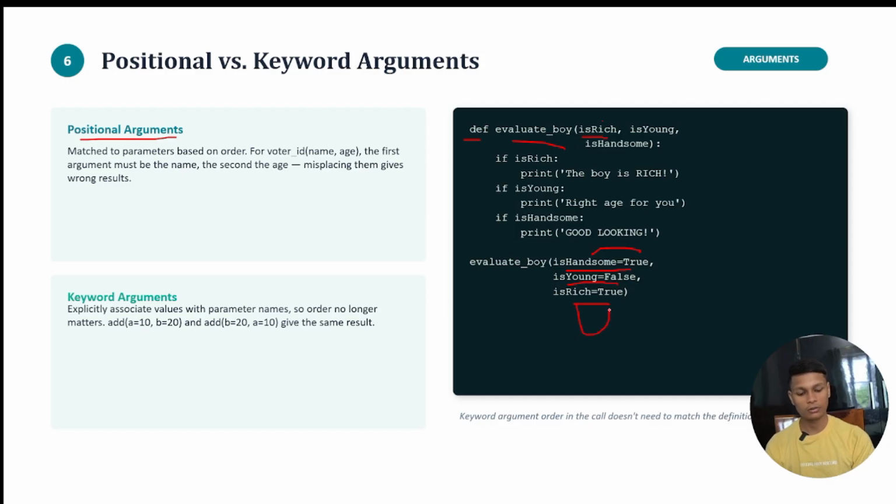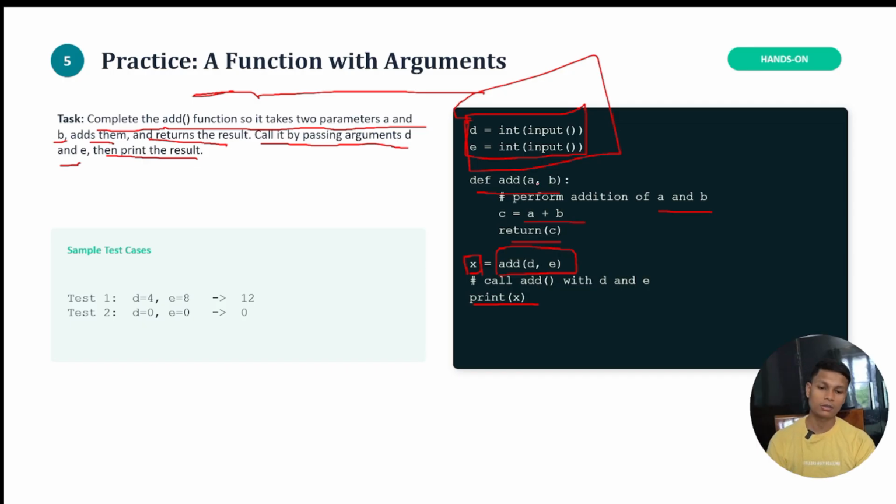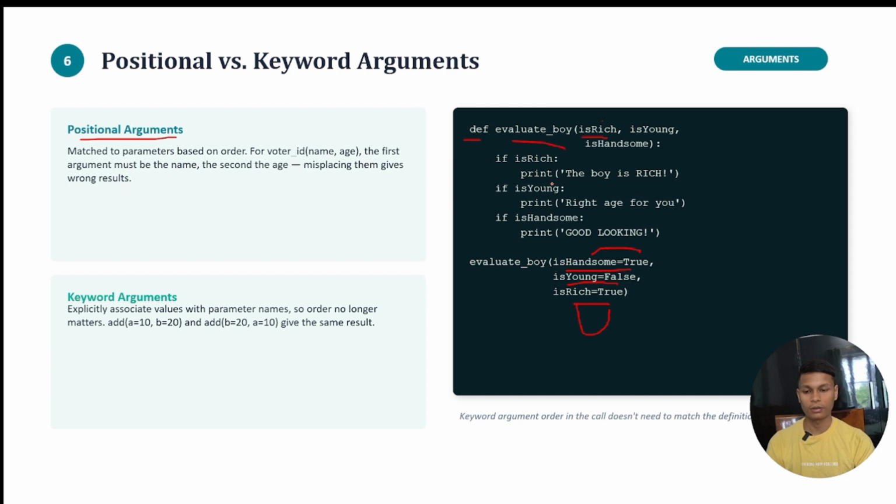And what is a positional argument? A positional argument is simple. Here you can see that a and b were the parameters, and here I am passing d and e. So here positional arguments will work. The d position was the first position and the a position was the first position, so the value of d will move to a, and the value of e will move to b, because it works by position. The first value goes to the first parameter, and the second goes to b, which is the second. First to first, second to second is the positional argument.